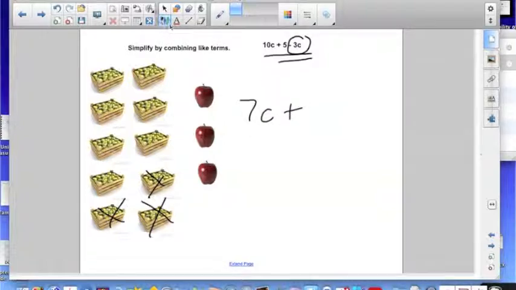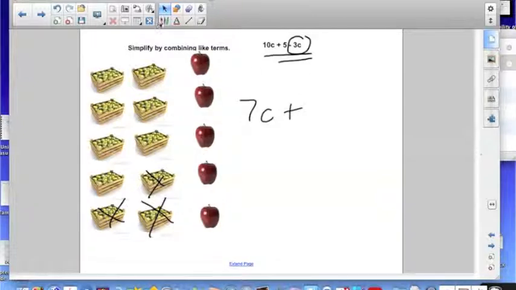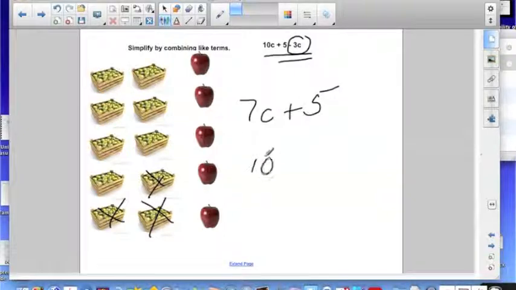plus, we should have 5 apples there. So 7c plus 5. So 10c plus 5 minus 3c is equivalent to 7c plus 5. And we could also look at that another way.